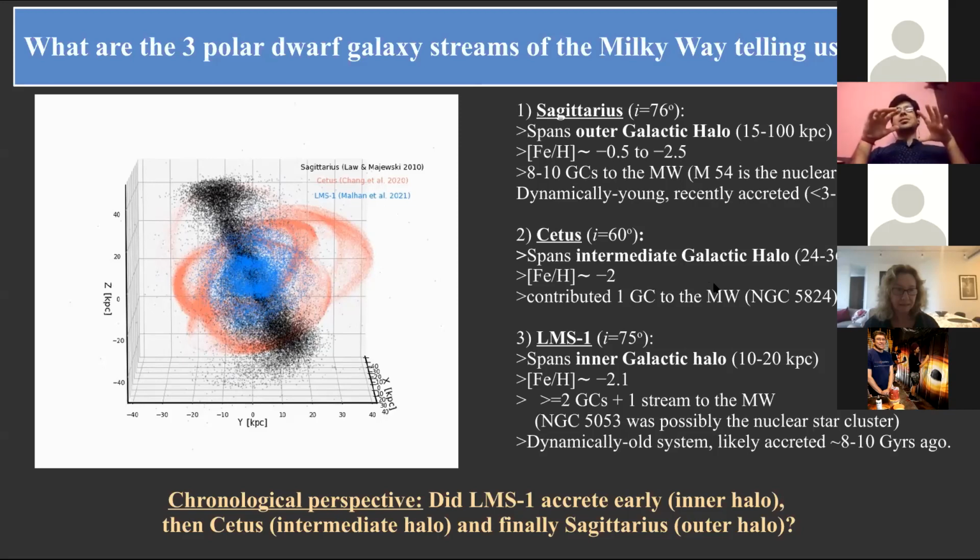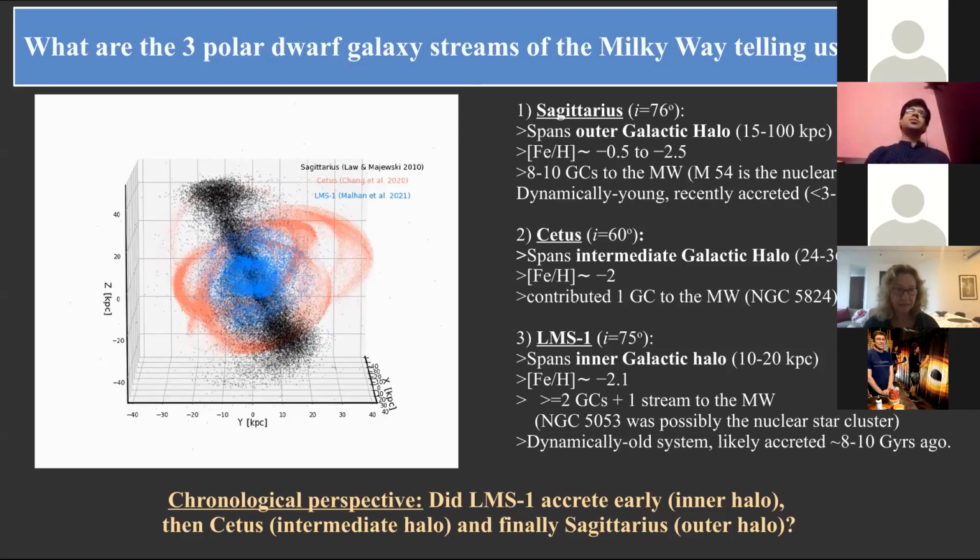Cetus, on the other hand, spans the intermediate galactic halo, ranging from 24 to 36 kiloparsec. It has a quite metal poor structure. It contributed at least one globular cluster, 5824. LMS1 spans the inner galactic halo, 10 to 20 kiloparsec. It's quite metal poor. It contributed at least two globular clusters plus one stream to the Milky Way. And it's a dynamically old system that was likely accreted 8 to 10 gigayears ago.